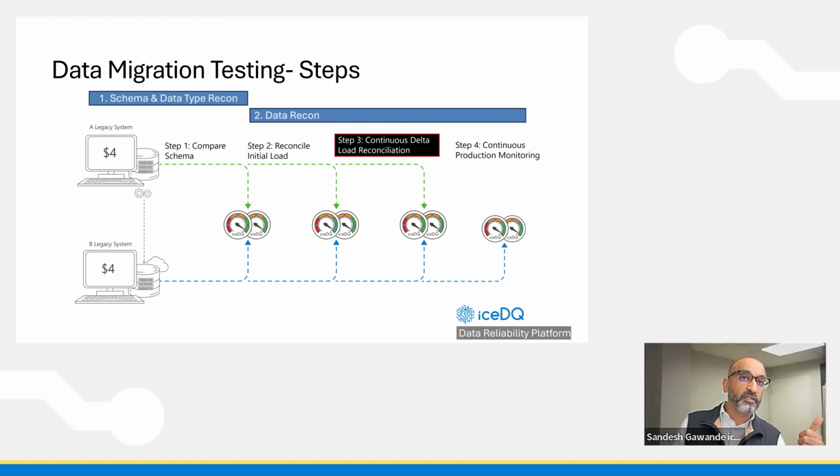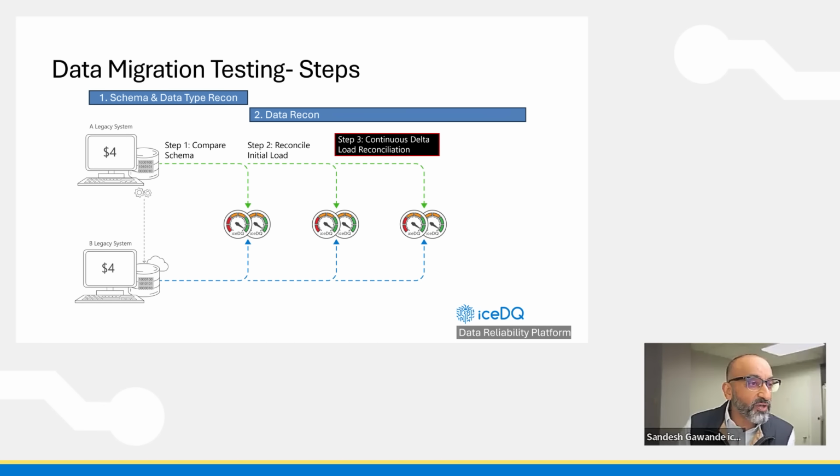You migrate the schema, you have to reconcile the schema. You migrate the initial load, initial data, then you do the initial data reconciliation. Then you do incremental parallel transactions, and then you do the incremental reconciliation of the data. And then the fourth step is, of course, ongoing monitoring. We can ignore that for now.